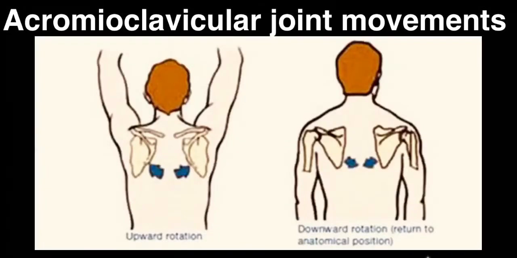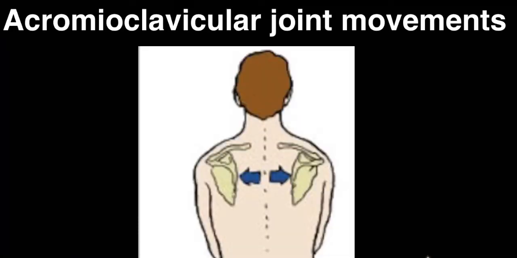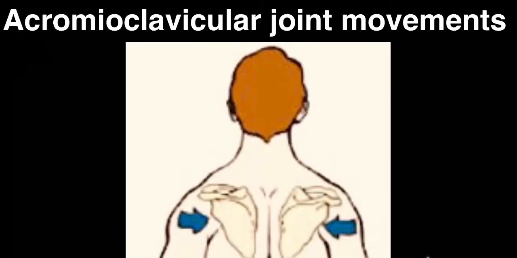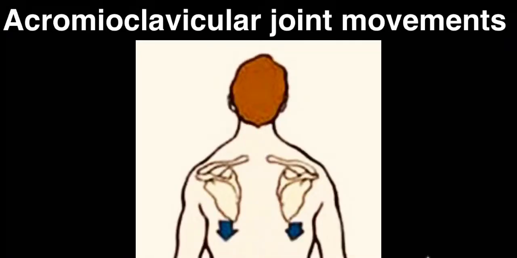Acromioclavicular joint movements: upward and downward rotation, and sagittal and horizontal plane rotational adjustments like protraction, elevation, retraction, and depression.